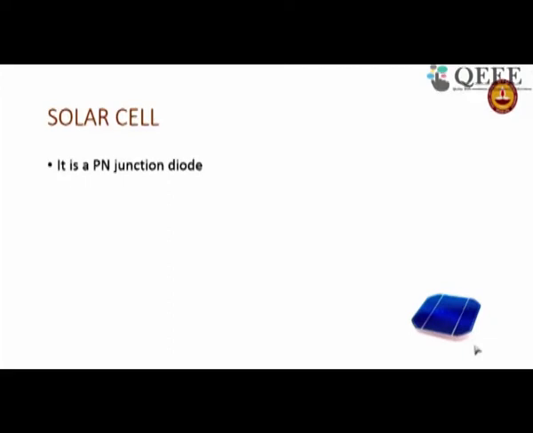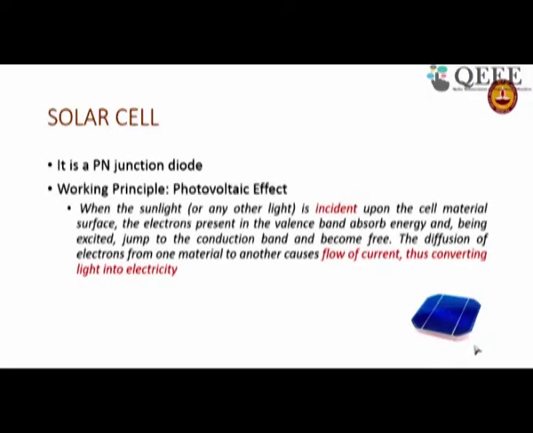After all, the key to a solar photovoltaic panel is a solar cell. What is it? It's a PN junction, where whenever sunlight or any other light is incident upon the cell material surface, the electrons present in the valence band absorb energy and, being excited, jump to the conduction band and become free. This diffusion of electrons from one material to another causes flow of current, thus converting the sunlight into electrical energy, into electricity. Very simple principle.